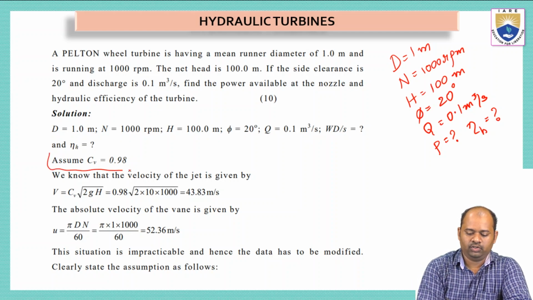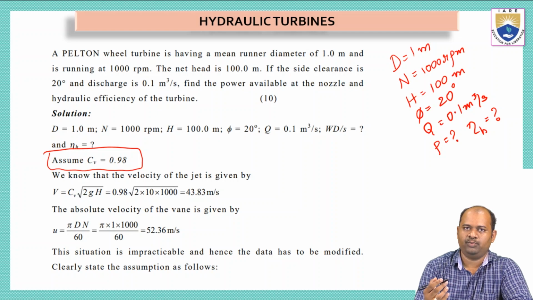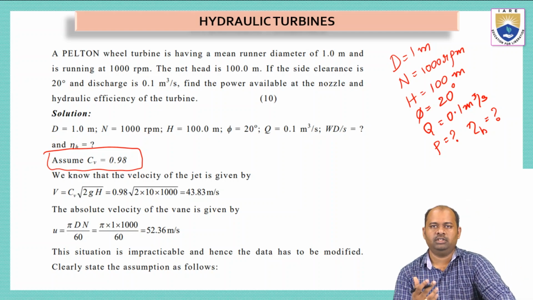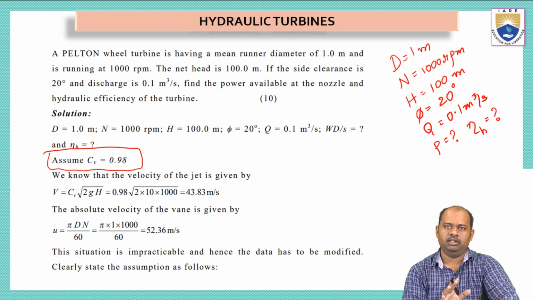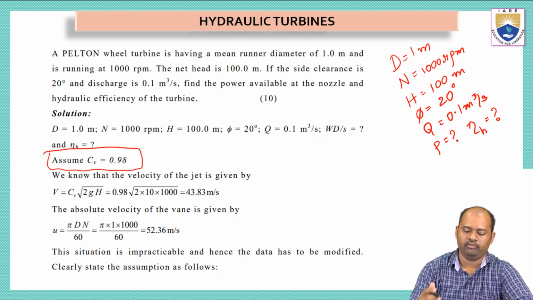So here we have to assume that CV is equal to 0.98 for the calculation purpose. It is generally taken as 0.98. If it is not given in the question, this can be considered as 0.98. If it is given in the question, we have to take that particular value.